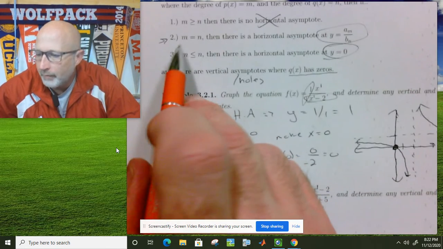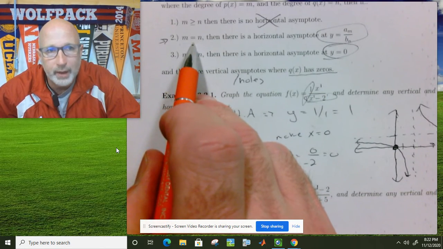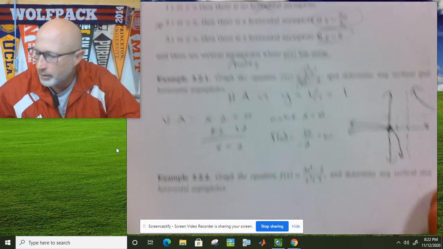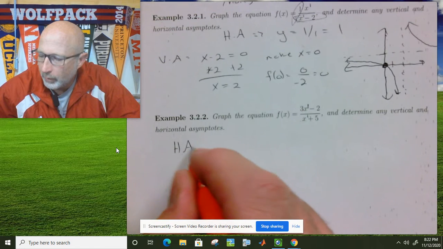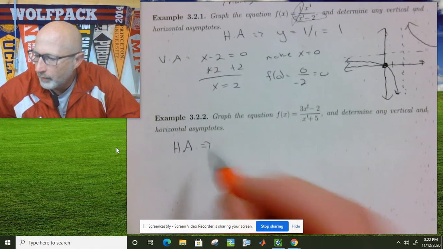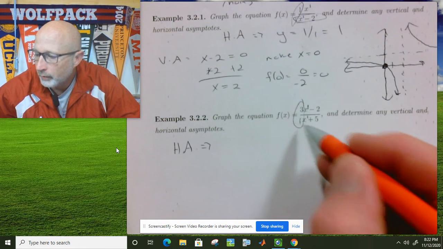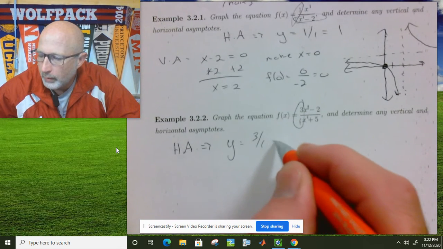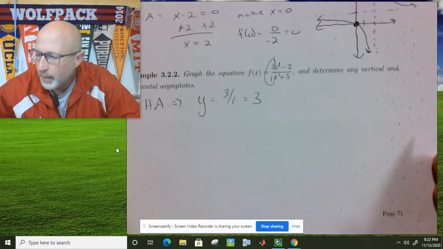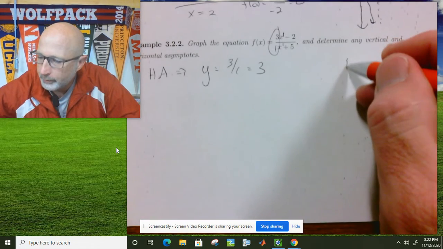So once again, I fall into this mode right here. M is equal to n because the powers are equal to each other. And so when I do that, then the horizontal asymptote is just going to be whatever these leading coefficients are. So 3 over 1. So I have y is equal to 3 over 1, which is just 3. So that is going to be the horizontal asymptote.